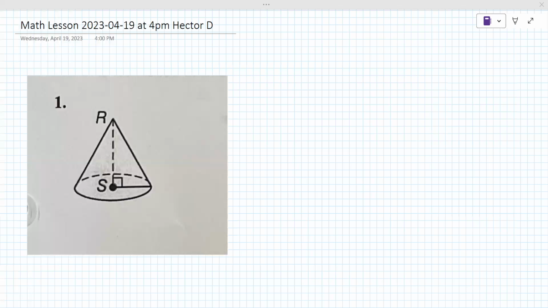Got this thing in front of you. It says determine whether each solid is a polyhedron, then identify the solid. If it is a polyhedron, name the base, faces, edges, and vertices. Okay.